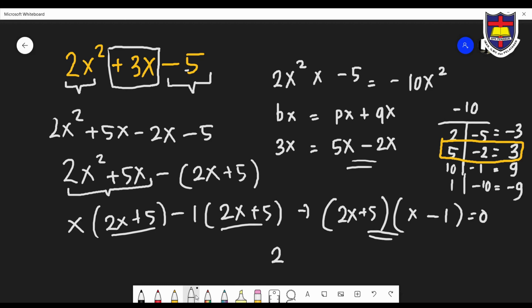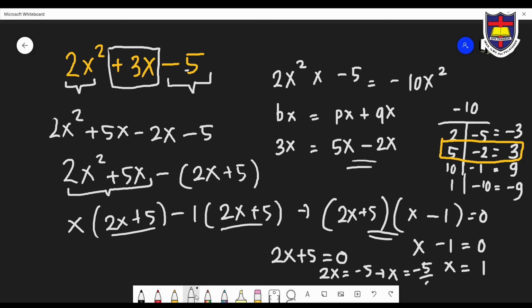So we can write 2x plus 5 equals 0, and x minus 1 equals 0. So x equals 1. And for this one, 2x equals negative 5, so we have the value of x equals negative 5 over 2.